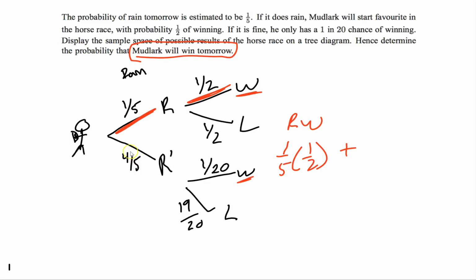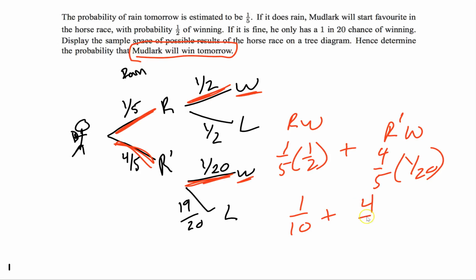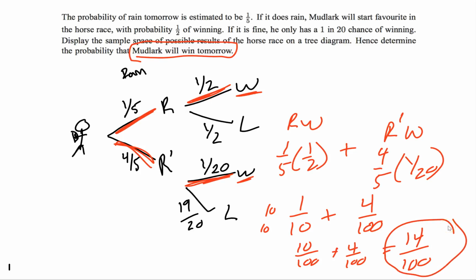When there's more than 1 way, you do the same thing, find that line, and just add it. So it could not rain and he could win. Fat chance, but still could happen. 4/5 and 1/20. Multiply these together, I get 1 out of 10 plus 4 out of 100. And I guess we could do some common denominator, multiply this by 10/10. So 10/100 plus 4/100. He has a 14 out of 100 chance of winning, or 14% chance of winning the race tomorrow. Take those bets.